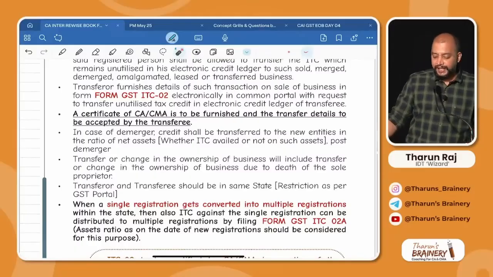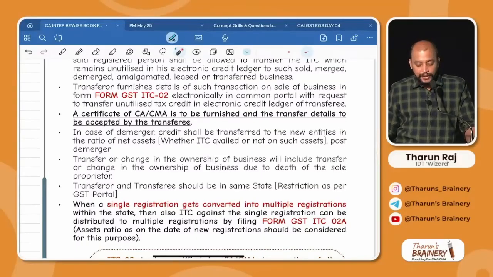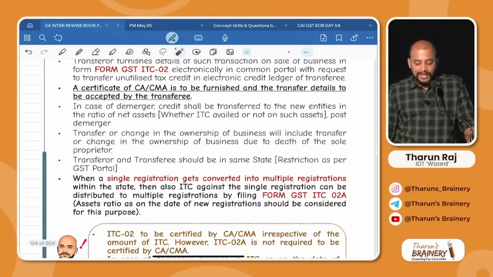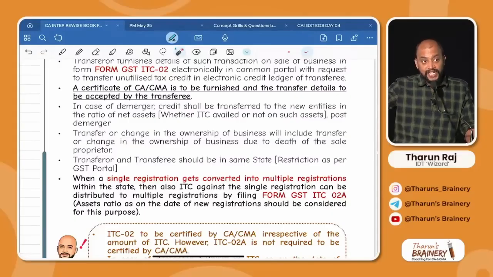Second point, read. Transferor furnishes details of such transaction on sale of business in form ITC2 electronically in the common portal with request to transfer unutilized tax credit in electronic credit ledger of transferee. So it is the form used by the transferor to transfer that ITC, ITC2. And the next point, a certificate of CA/CMA is to be furnished and the transfer details to be accepted by the transferee.